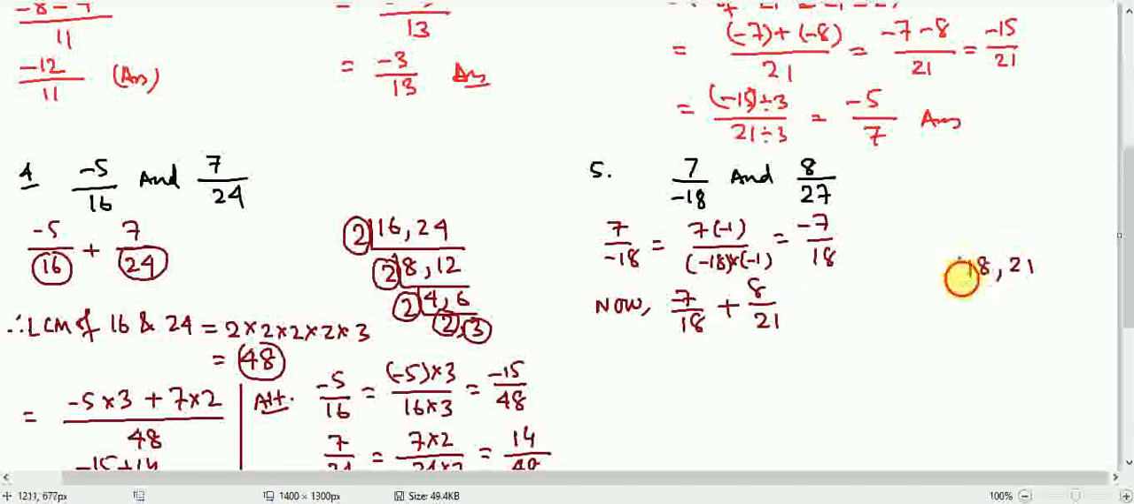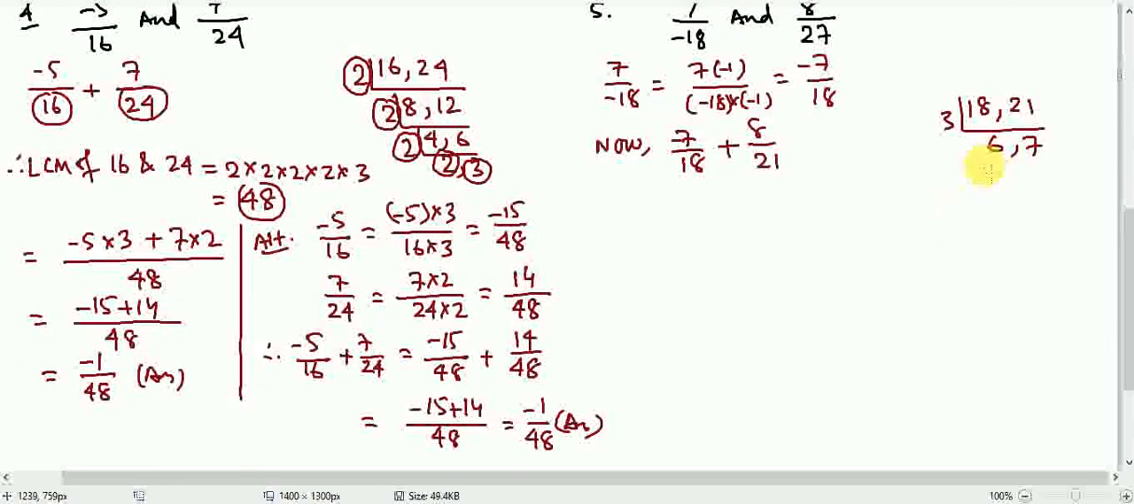First I have to calculate the LCM of 18 and 21. How to calculate? 3 6 18, 3 7 21. And can I go further? No, because this is an even number, this is an odd number. No number could divide both the numbers. So what will be the LCM? LCM equal to 3 into 6 into 7, equal to 21 into 6, which is equal to 126.